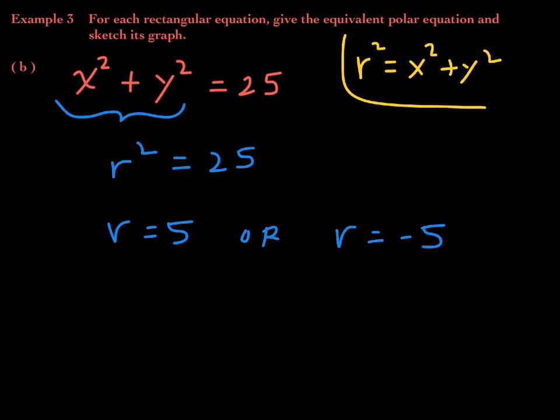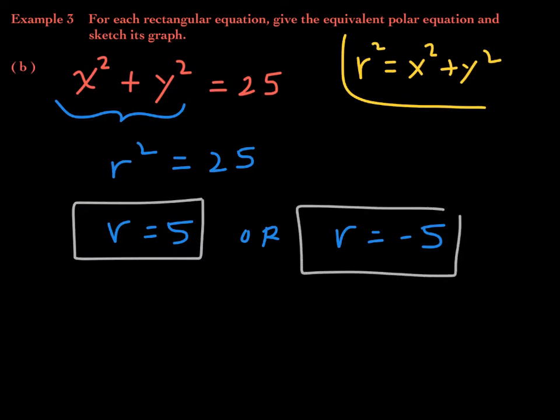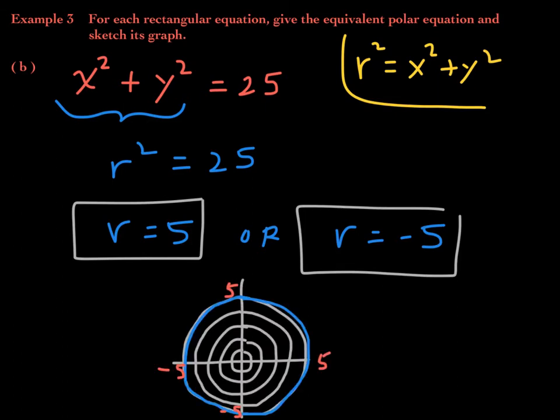Now, either one of these would be your answer. So r is equal to 5 or r equal to negative 5. So let's go ahead and box either one of these, okay? Basically, these graphs coincide with each other, okay? So the graph of r equal to 5 will be the same thing as the graph of r equal to negative 5. So both of these would be a circle centered at the origin with radius 5 units. So here's the graph of that circle. The center is at the origin and the radius is 5 units.